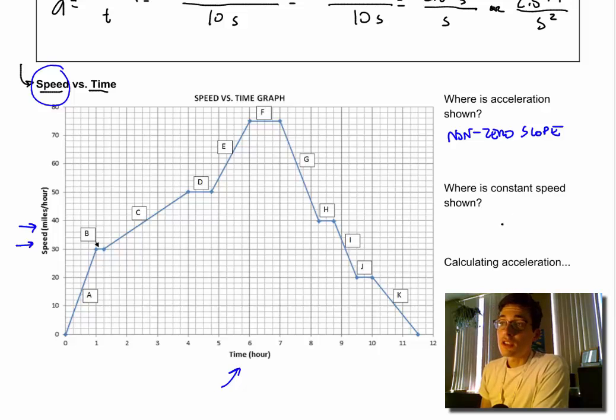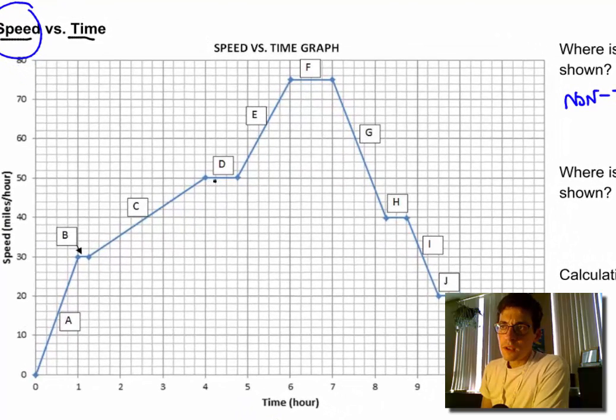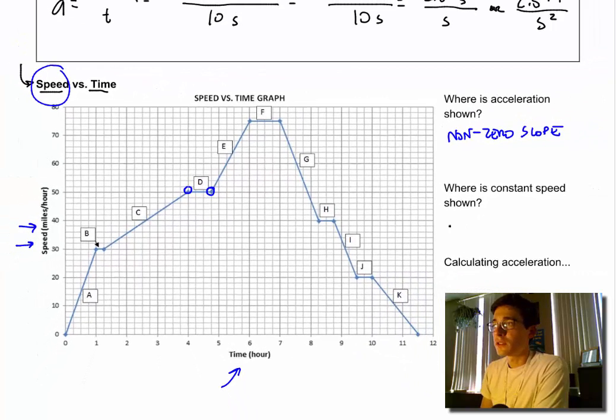So where's constant speed shown? That's the other good question. This is your flat line, because look, my speed at this spot is 50, my speed at this spot is also 50, so these are the zero slope segments, or the flat spots. So this is not constant acceleration, this is constant speed. Flat lines do show us constant speed. This is not stopped, so make sure you understand the difference. Pay attention to your labels.